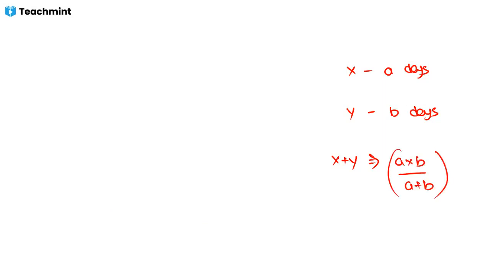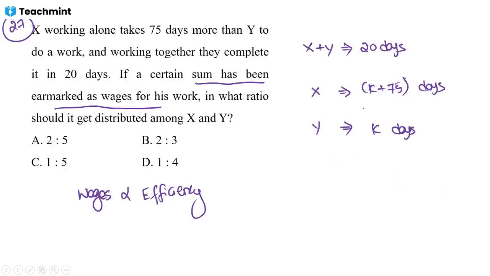If X can complete the work in A days and Y can complete the work in B days, then X and Y together can complete the work in A into B upon A plus B. So now we know K and K plus 75, and together this is 20. So A into B, K into K plus 75, divided by A plus B, is equal to 20.